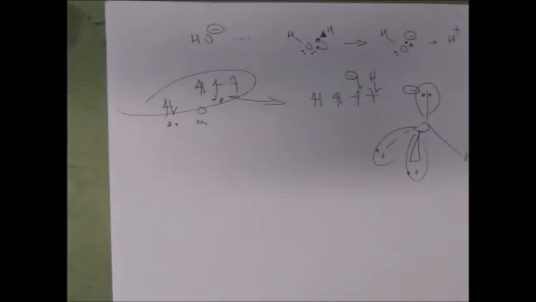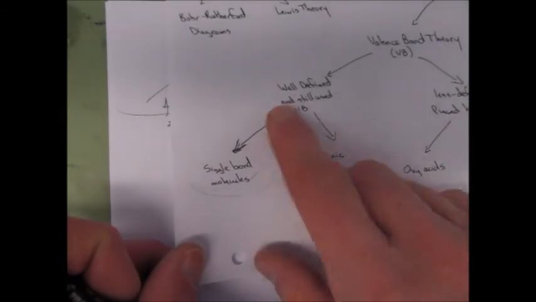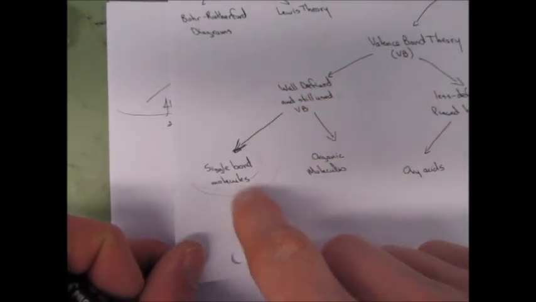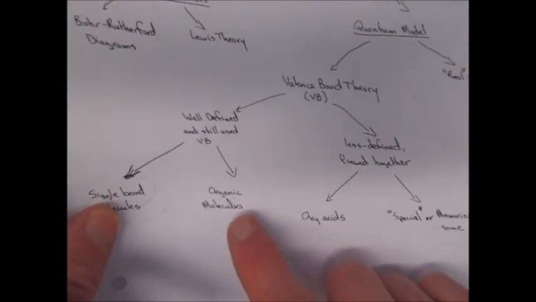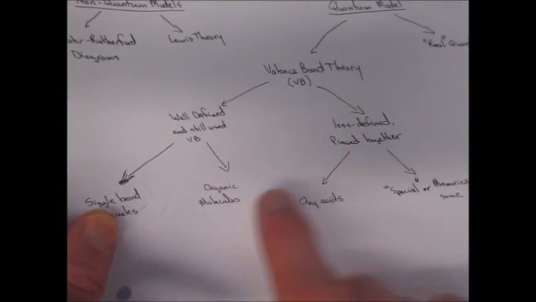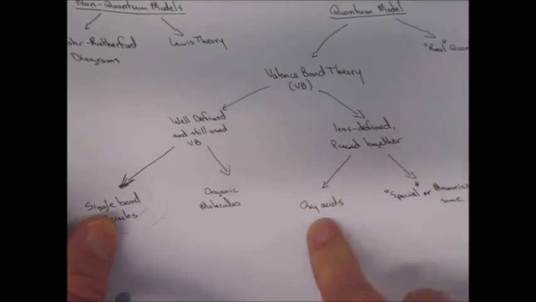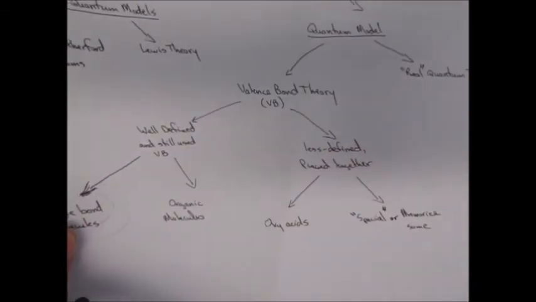So that ends this video for now. Valence bond theory, single bond molecules. So I'll end it there and we'll move on to oxyacids probably. I might do these next and save organic for last. We'll see.